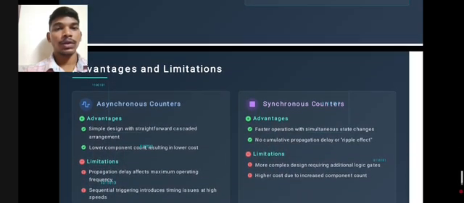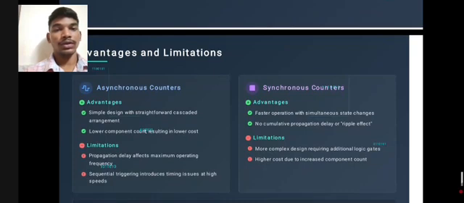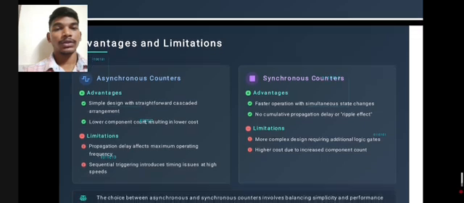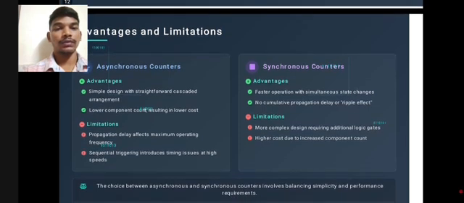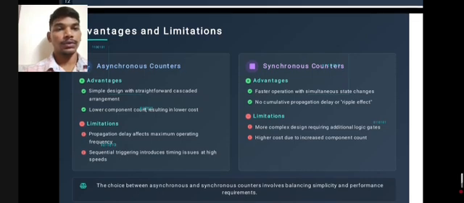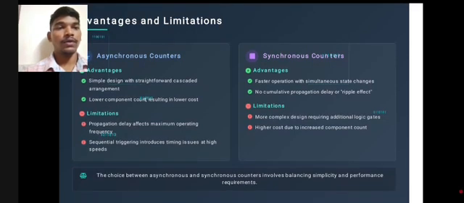Advantages and limitations. Asynchronous counter. Advantages: simple design with straightforward cascaded arrangement. Lower component count resulting in lower cost. Limitations: propagation delay affects maximum operating frequency. Sequential triggering introduces timing issues at high speed. Synchronous counter. Advantages: faster operation with simultaneous state change. No cumulative propagation delay or ripple effect.